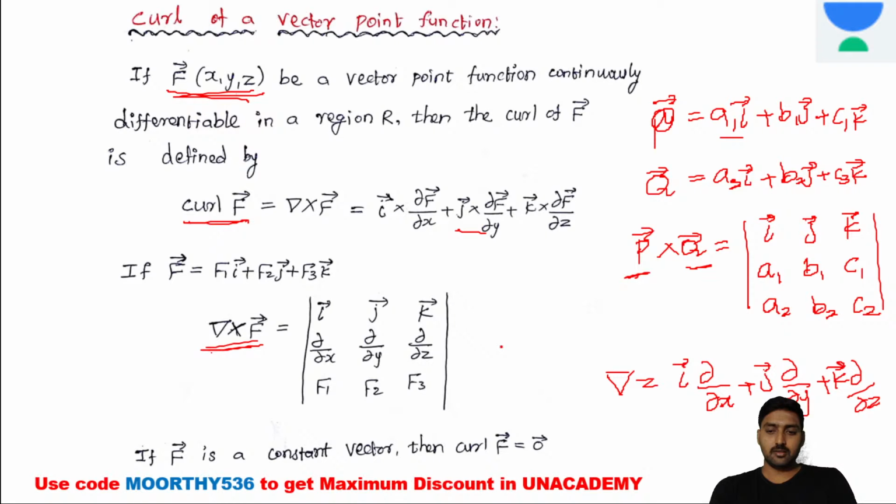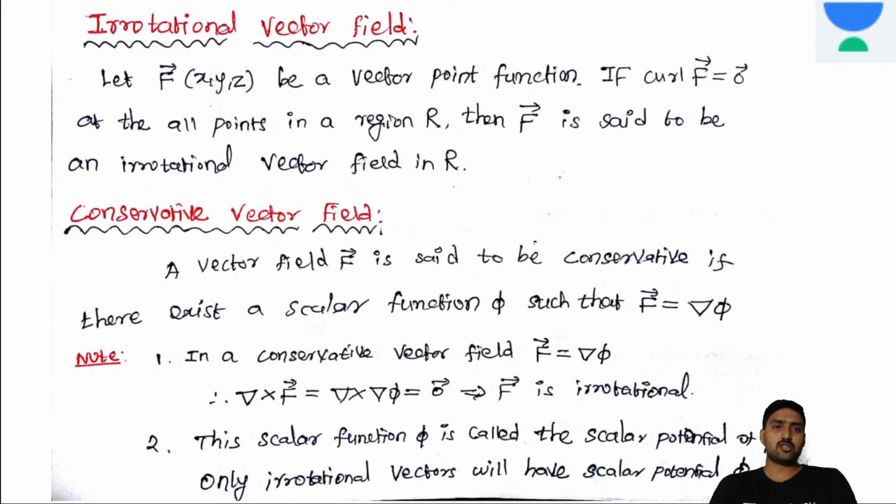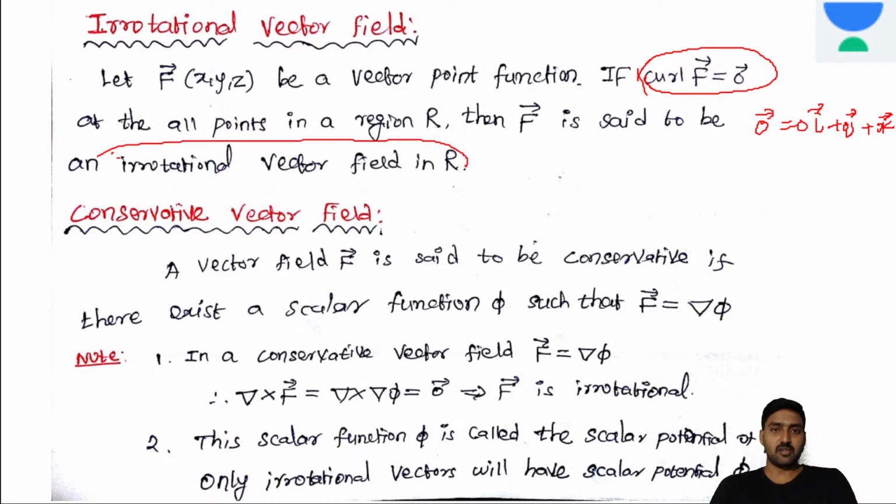Now, curl of the vector, irrotational vector. What is going to be an irrotational vector? Whenever the curl of the vector is equal to the 0 vector, where the 0 vector is 0 i vector plus 0 j vector plus 0 k vector, denoted as 0 vector, then the given f vector is called an irrotational field vector.